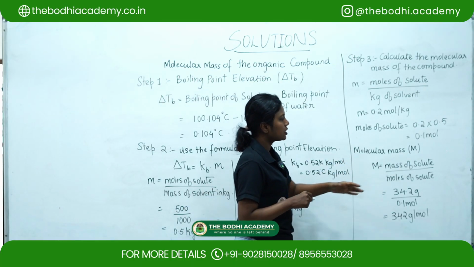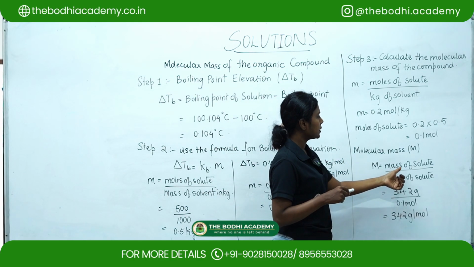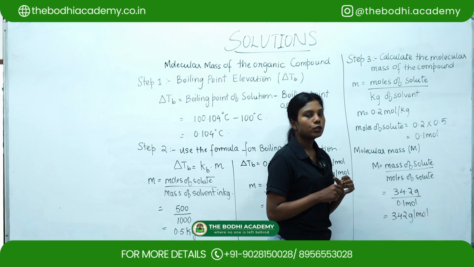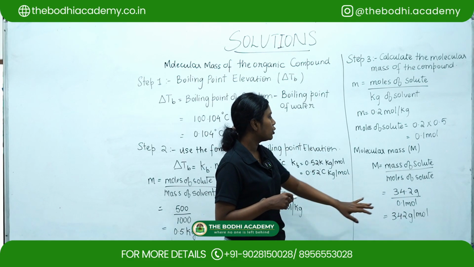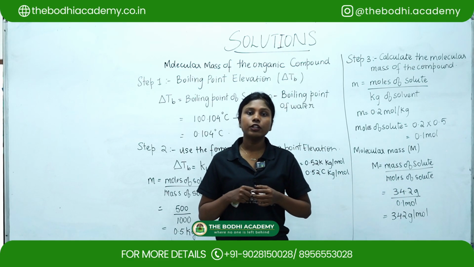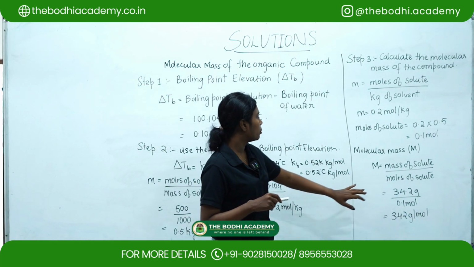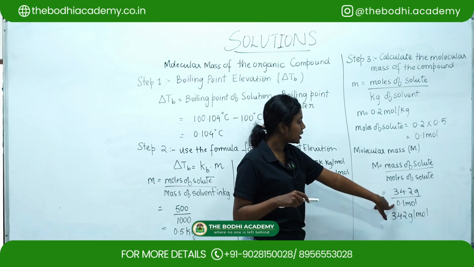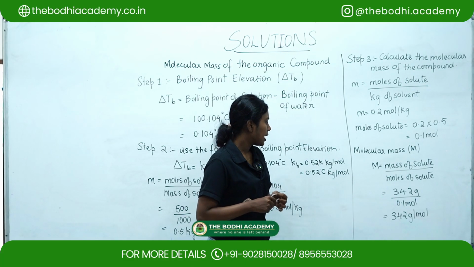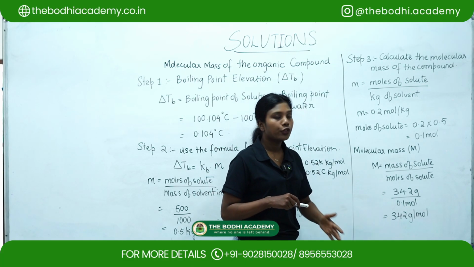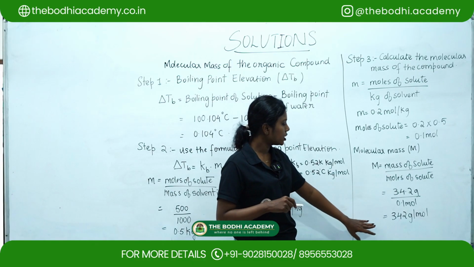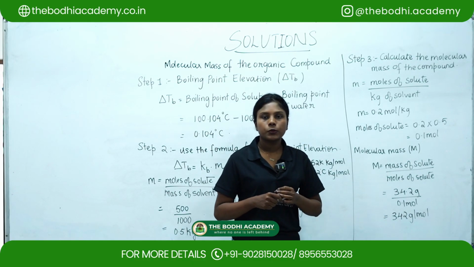So for the molecular mass, my formula is mass of solute upon moles of solute that are present. The mass of the solute was already given to us in the question, which read as 34.2 grams, and the moles of solute we just found is 0.1 moles. So finally we end up having the molecular mass of the organic compound, which is 342 grams per mole.